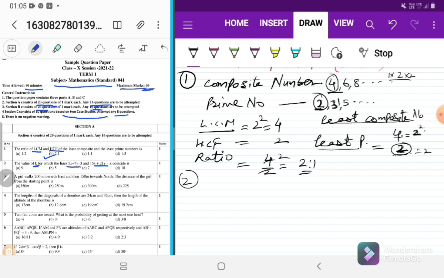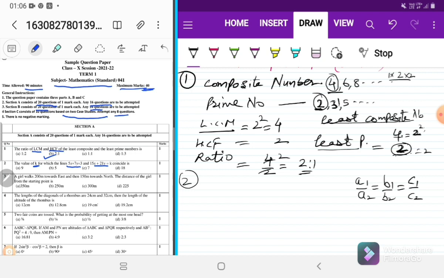So two equations will coincide only if its condition is what? If a1 upon a2 is equal to b1 upon b2 is equal to c1 upon c2. This is the condition for coincident lines, or you can say one line lying on another, then it will coincide. So here my equations are 5x plus 7y is equal to 3, and the second is 15x plus 21y is equal to k.